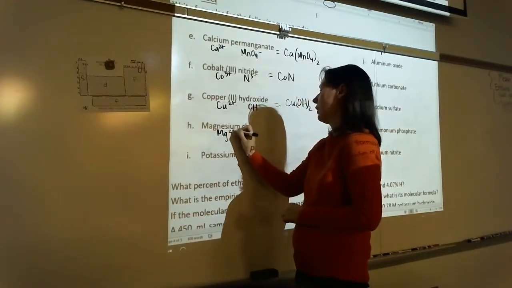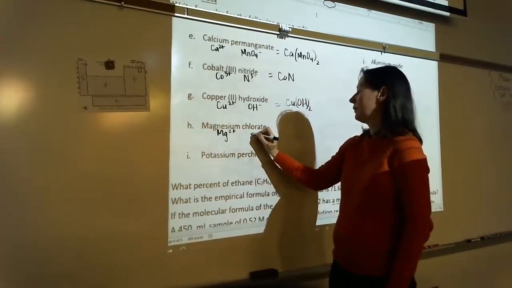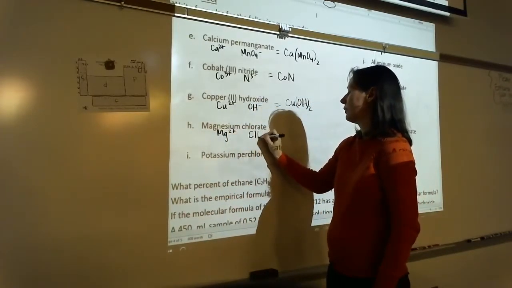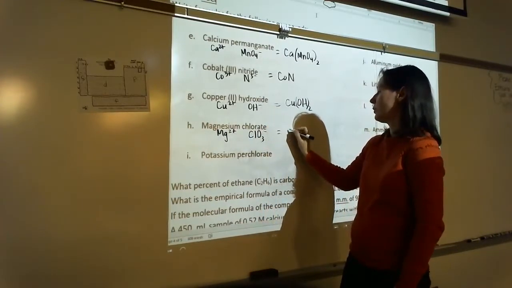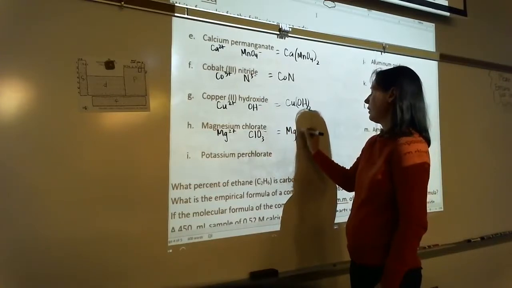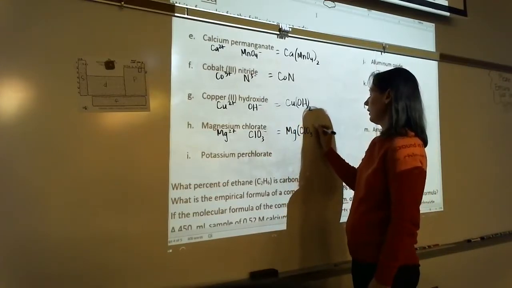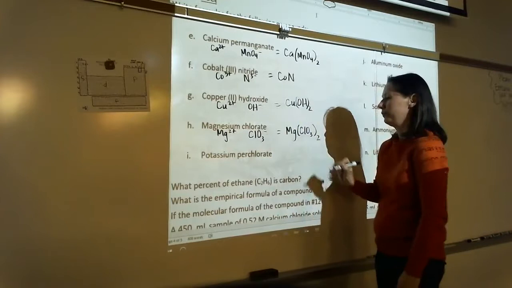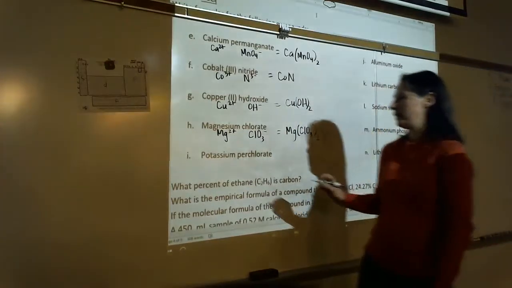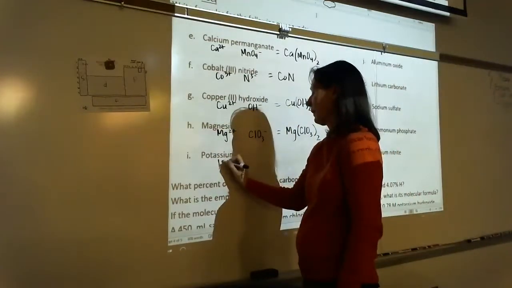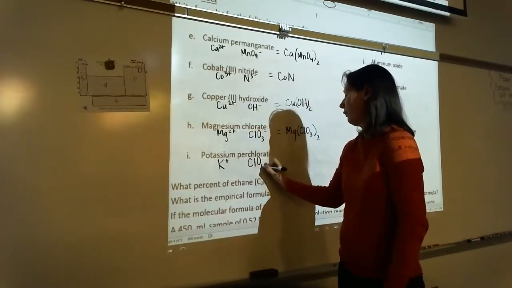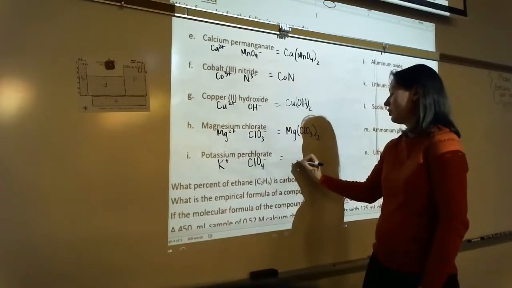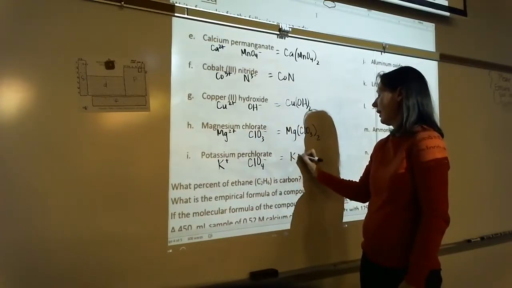Okay, magnesium has what charge? Mg2+. What's chlorate? ClO3-, right. So this would be Mg(ClO3)2. Okay, potassium has what charge? 1 plus. What's perchlorate? ClO4-. So this is just what? KClO4.